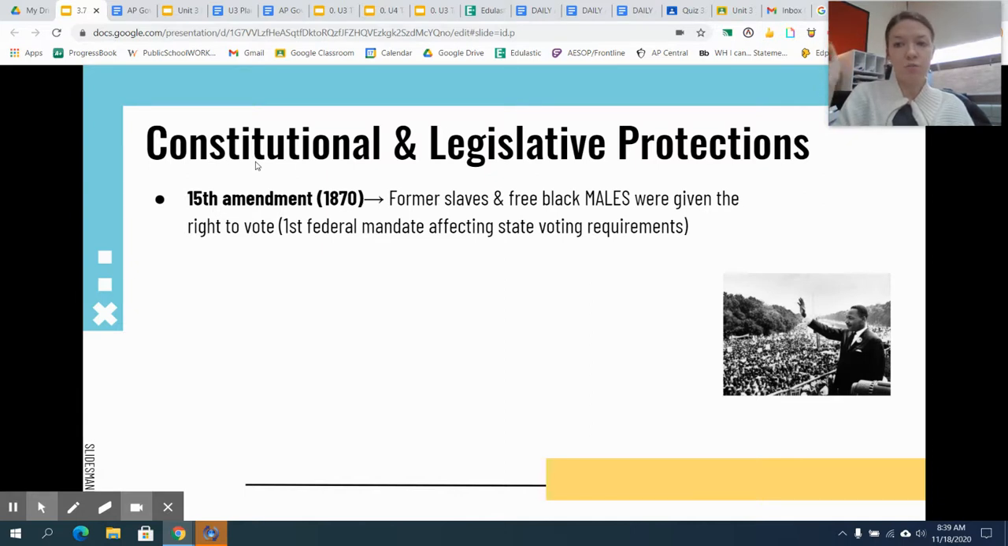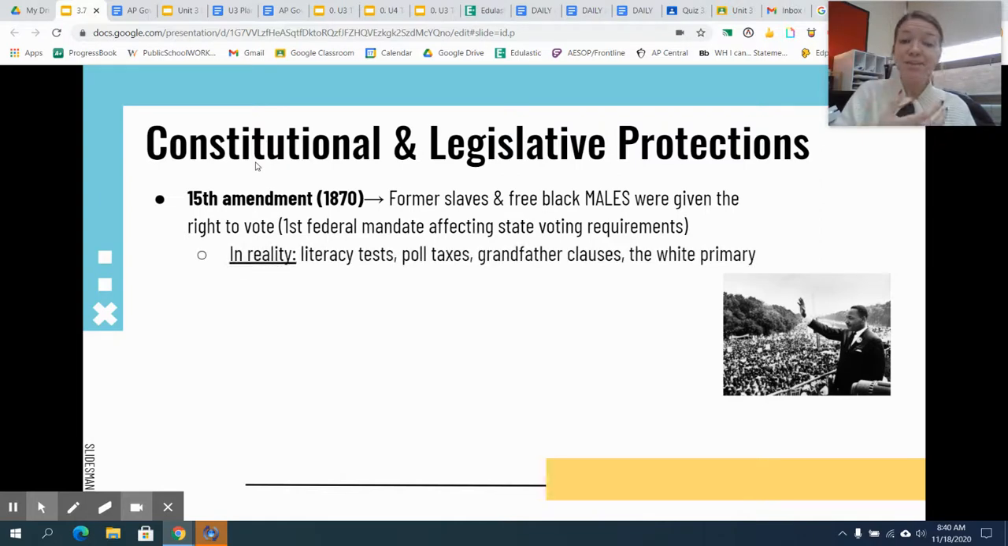Now, something to note, because this didn't mean that all of a sudden African-American men were able to just vote and things were great, right? The Constitution forbids religious tests for holding public office, but it doesn't have any requirement for tests in determining who can vote. So what we see happen is states in reality pass various policies and laws that do prevent African American men from actually participating in politics.